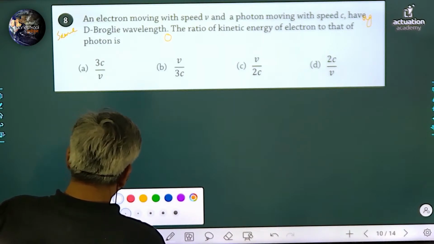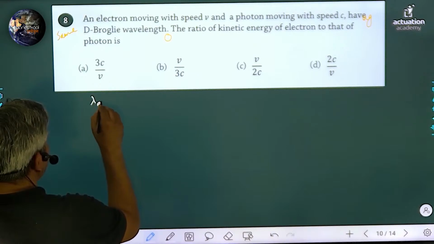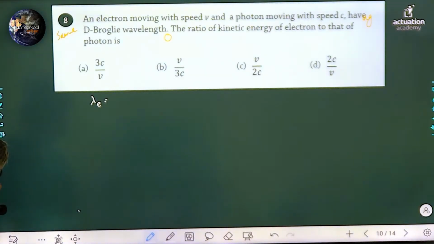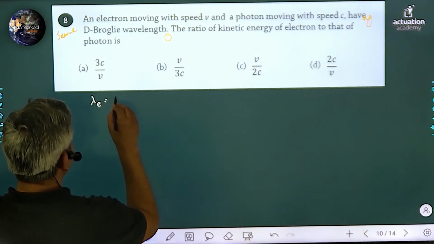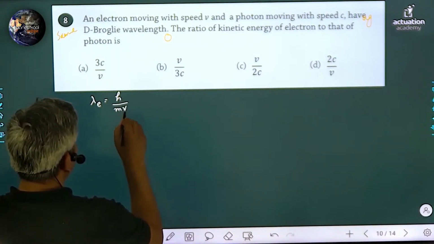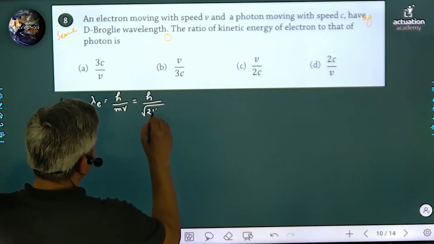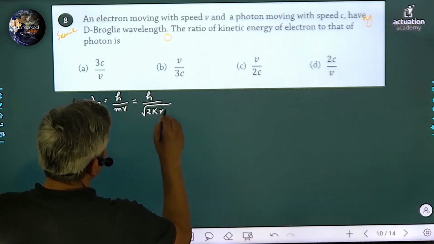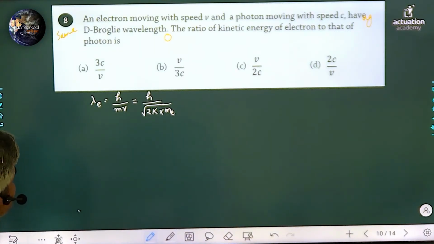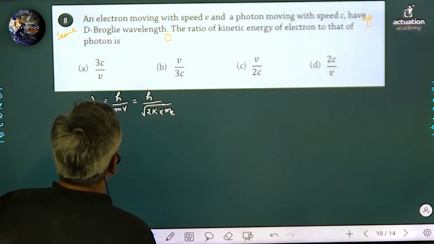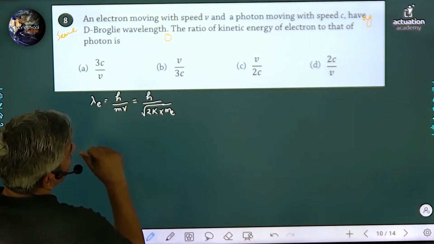Now let me just write down. It is given that the de Broglie wavelength of the electron, lambda e, is nothing but h by mv, or we can say h over the root of 2 times the kinetic energy of the electron into the mass of the electron. And the photon, a photon having the speed c.